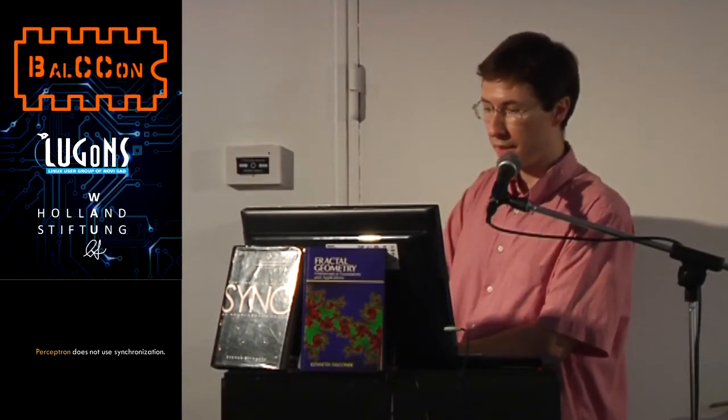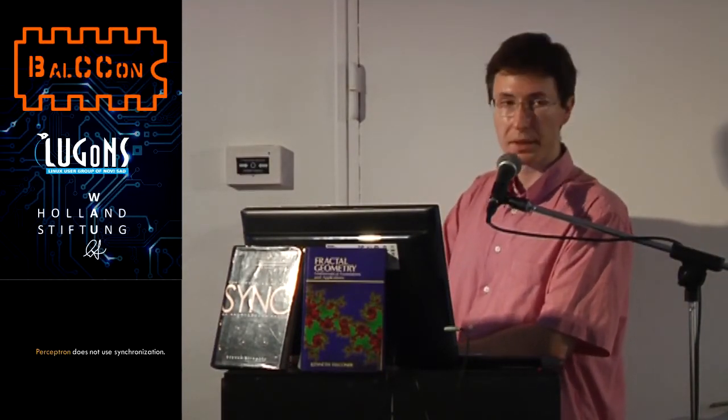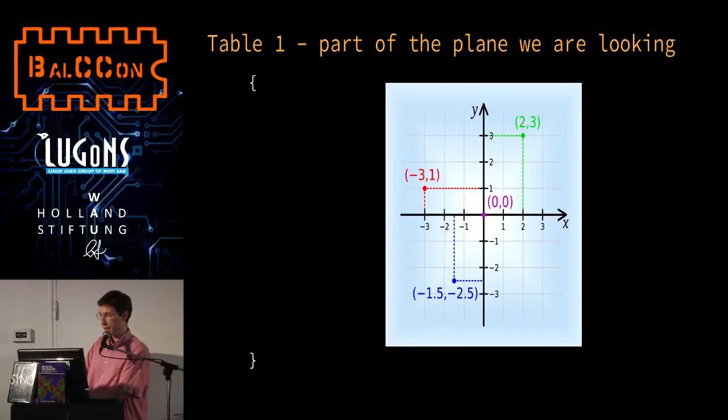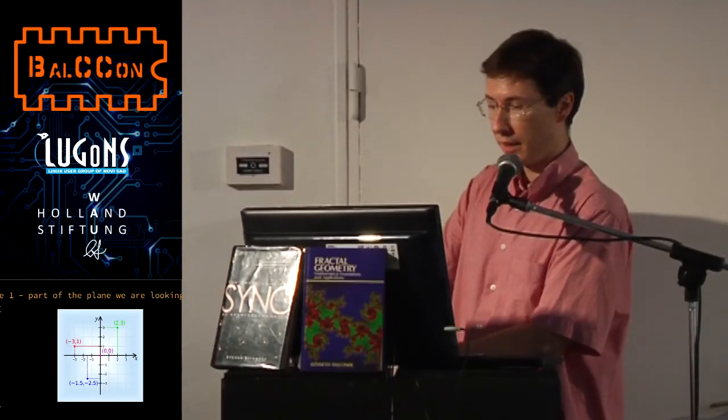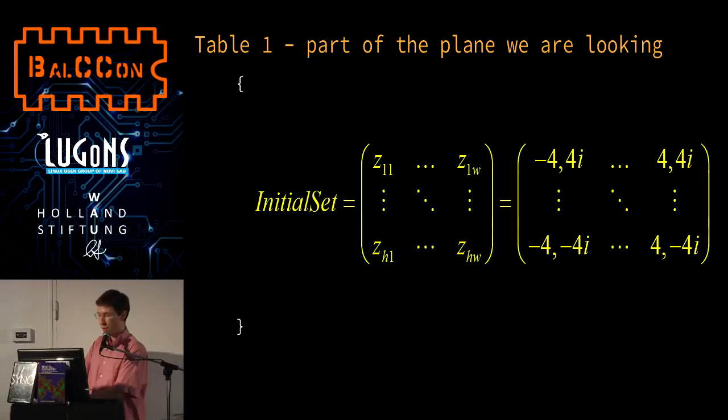Perceptron operates with integer numbers arranged in tables. All the tables possess the same format. This is table 1. In essence, it's a coordinate system. Each element is a number pair or a coordinate number, also known as a complex number. So if you're a mathematician, you will know that you can write it down like this. This is the matrix notation, and notice that the indexes are designed for mathematicians, while programmers use different indexes. So here would be Z00 and not Z11.